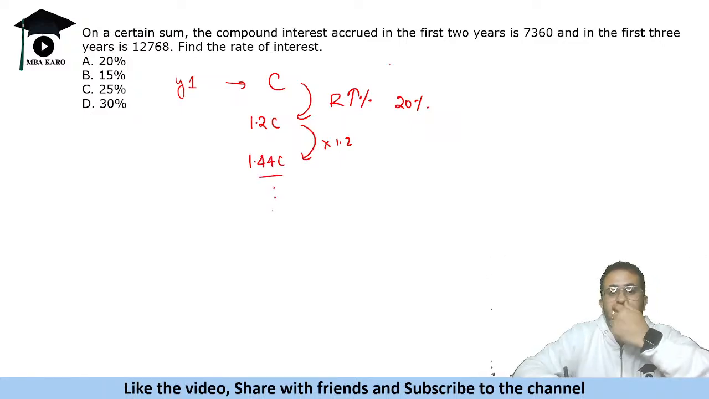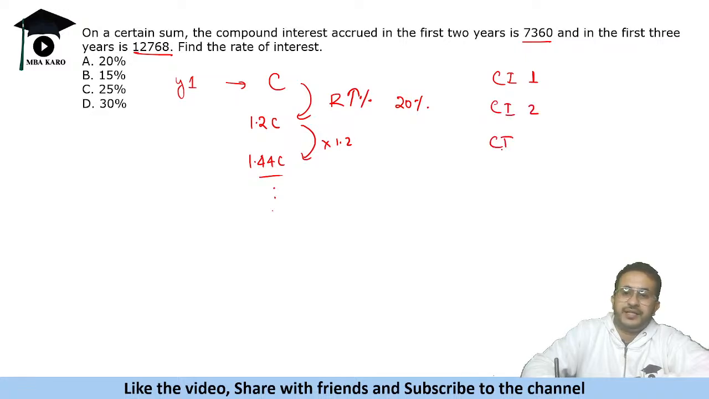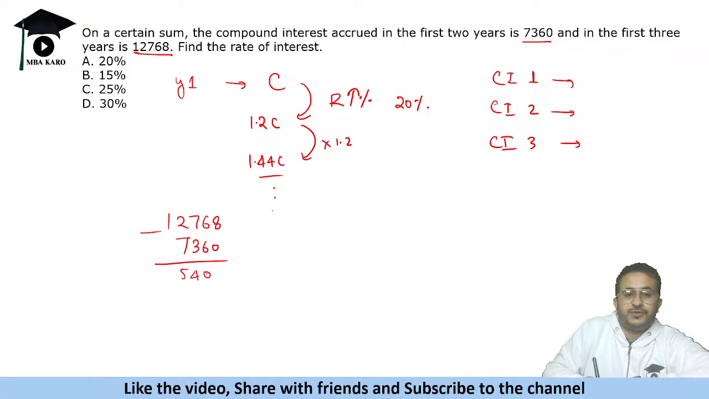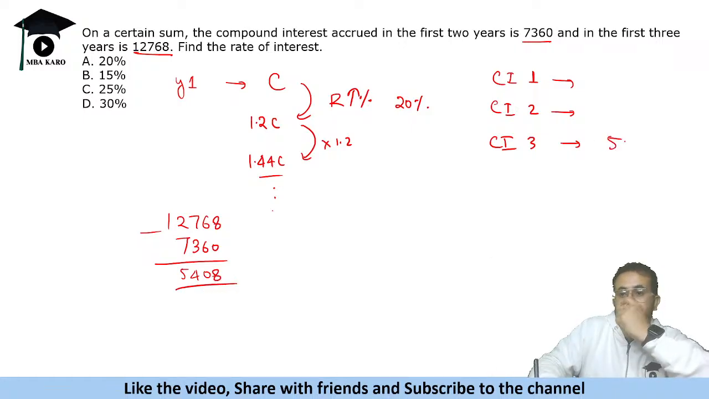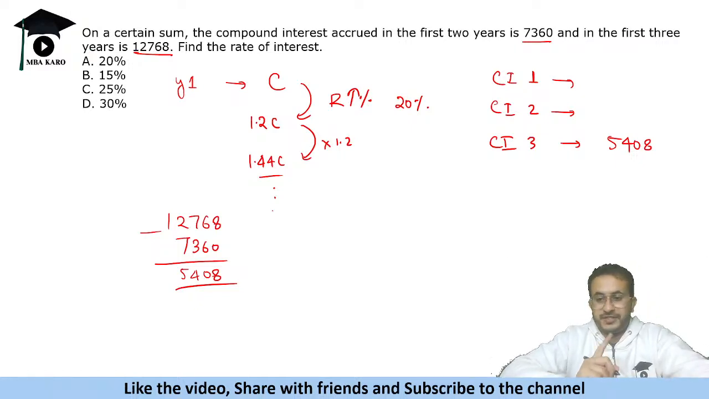Now we are given the compound interest for the first 2 years and for 3 years. I can write CI1, CI2 and CI3, the compound interest in the first year, second year and third year. So 12,768 minus 7360 gives us 5408. So the third year it is 5408.